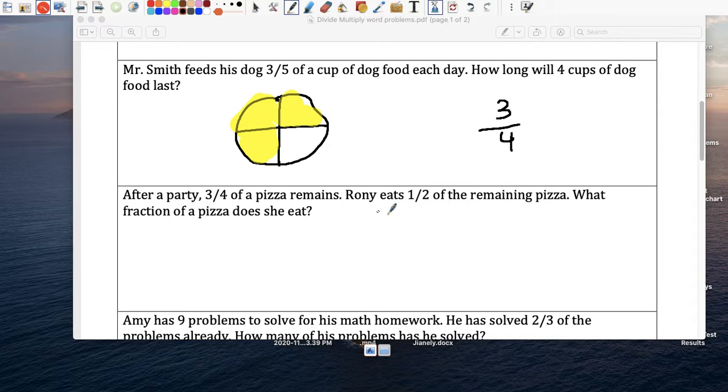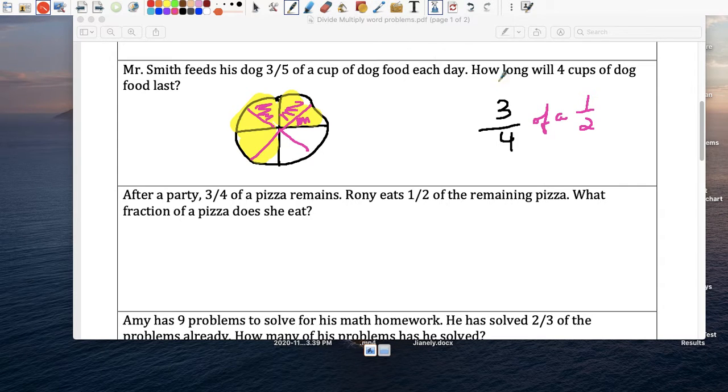Then Ronnie, él viene y come mitad de que sobró. He ate half. Entonces, lo que sobró, cogió la mitad. So, let's cut this in half, toda mitad. Y él comió la mitad. Comió este y este. So, when you're taking part of a part, it's multiplication. So here's the part of a part. 1/2 of 3/4.